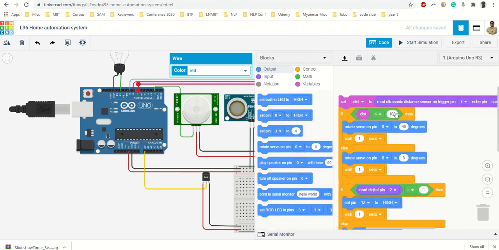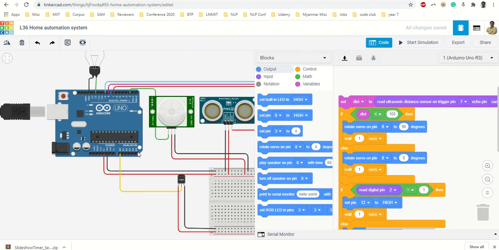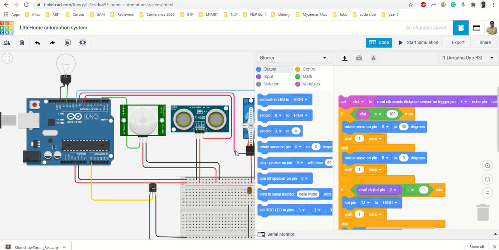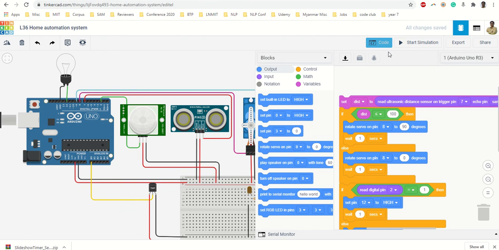I say if distance is less than 100, then the servo, which is attached at pin number 8, should rotate by 90 degrees, so my door will open. Otherwise, else the motor goes to 0 degree, the door closes. So let us see this much.